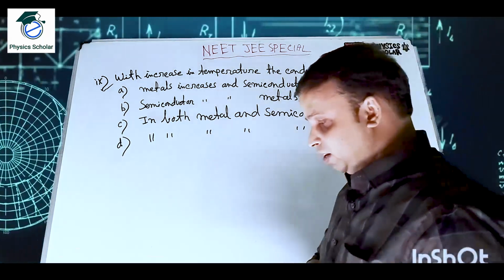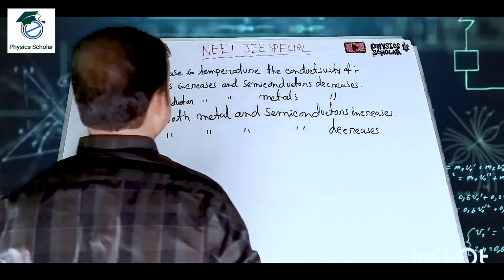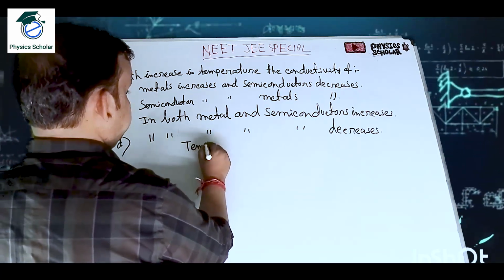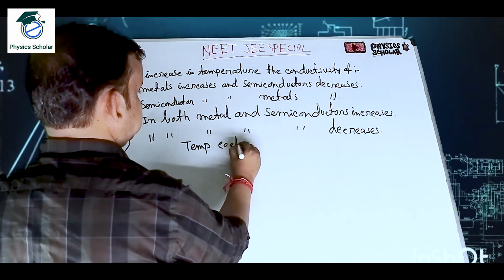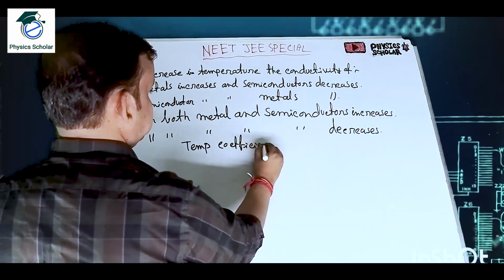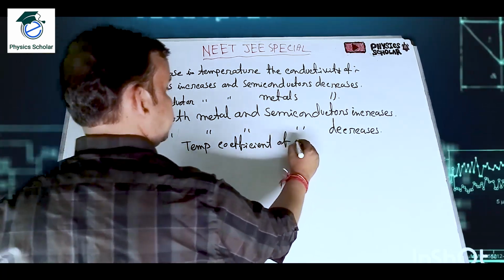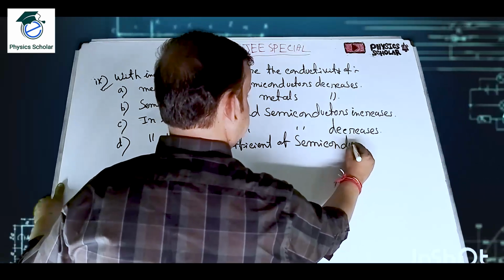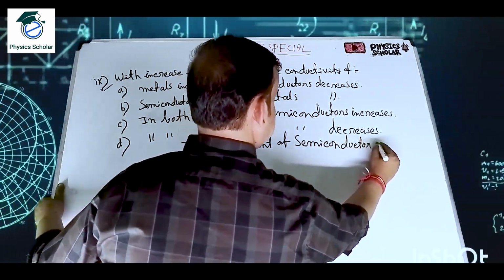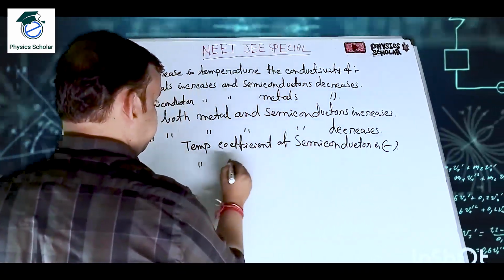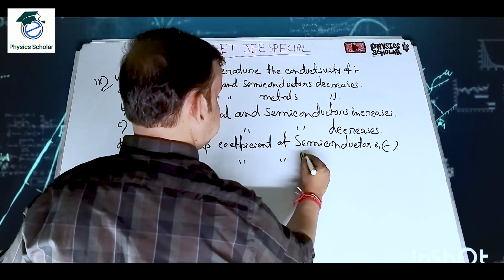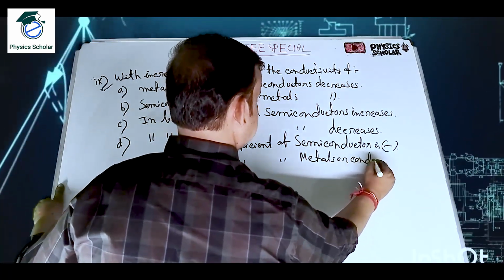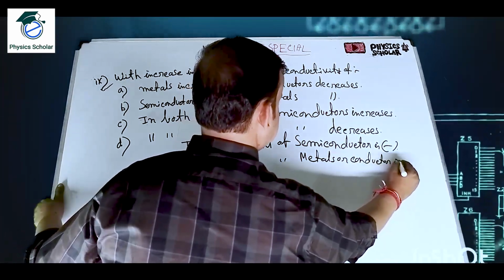Always remember that the temperature coefficient of semiconductor is negative, and the temperature coefficient of metals or conductors is positive.